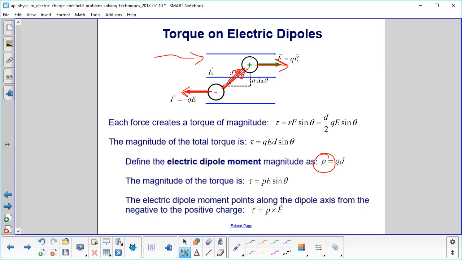The magnitude of the total torque is QED sine theta. We then can replace QD with P. That's a term we define, the electric dipole moment. So the magnitude of the torque is now this expression. And what do you do if you want to turn that into a vector? Well, there you go. It's P cross E. And the electric dipole moment points along the dipole axis from the negative to the positive charge.